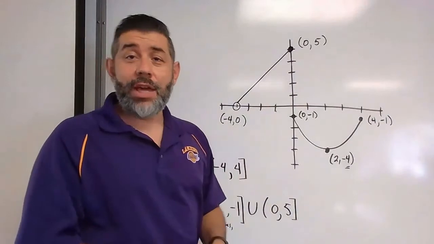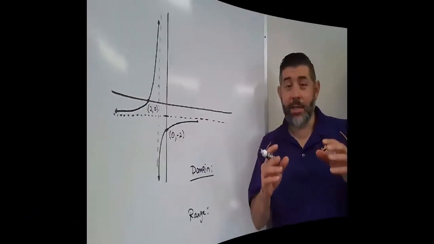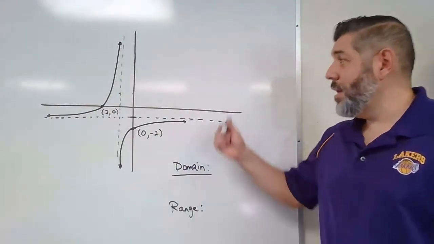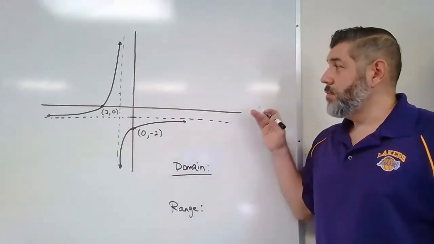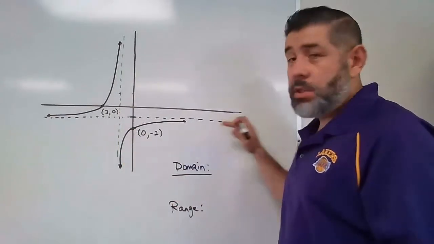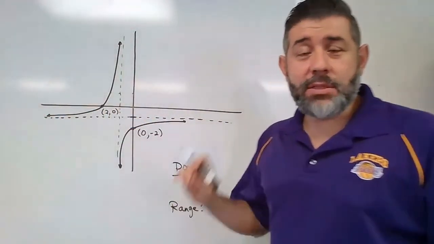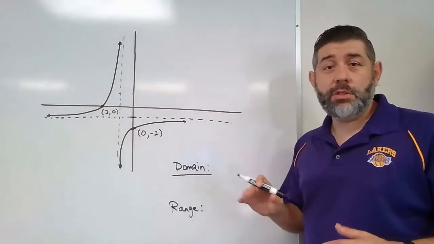So let's take a look at the next example. All right, here's our second example, which is a rational, okay? It has two what we call asymptotes. So we've got a vertical asymptote here and a horizontal asymptote here. And what that means is the values are going to go out to infinity. So this is what this looks like.